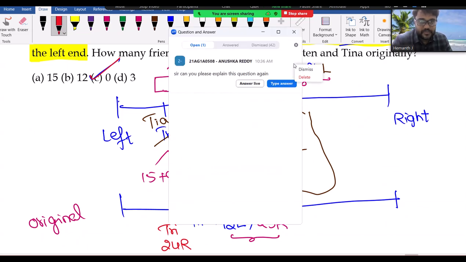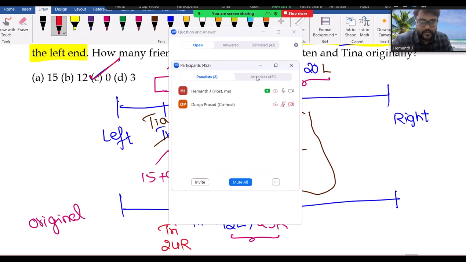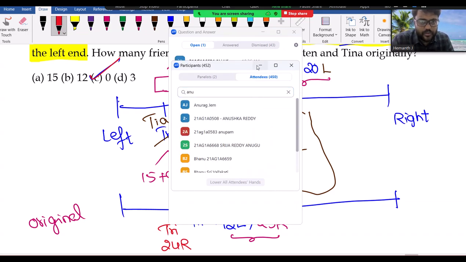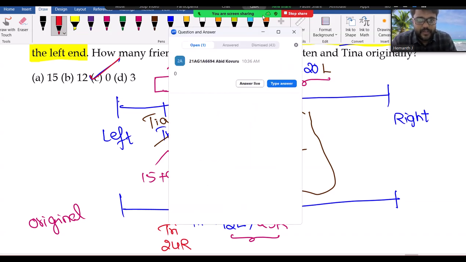Can you please explain this question again? Anushka, if you don't mind, I'll just unmute you. At what point are you facing difficulty? You are allowed to talk, Anushka. If your surroundings are clear, you can just come live.